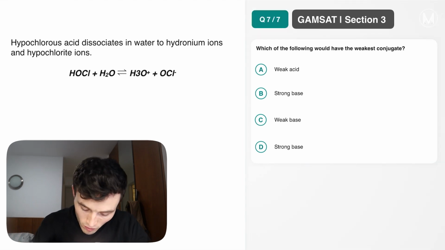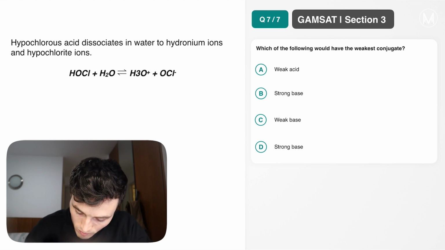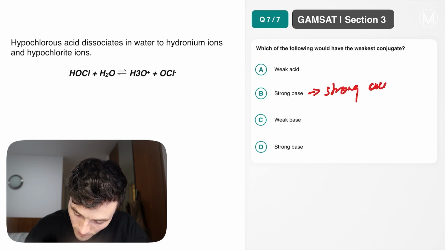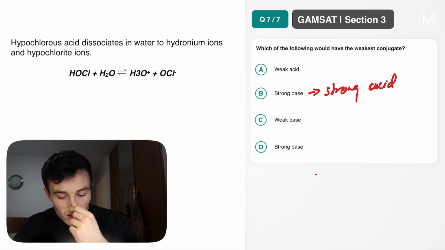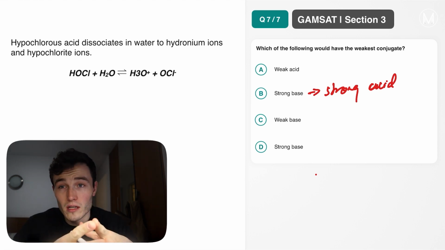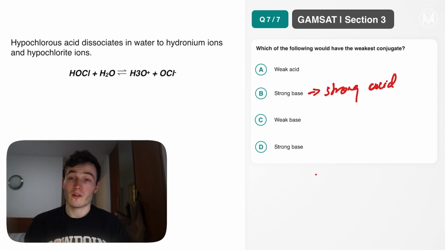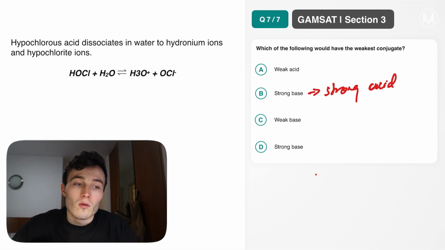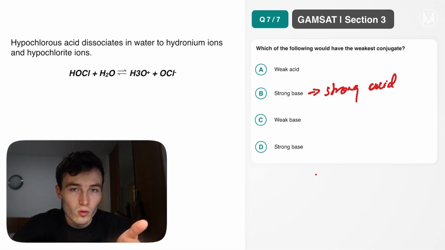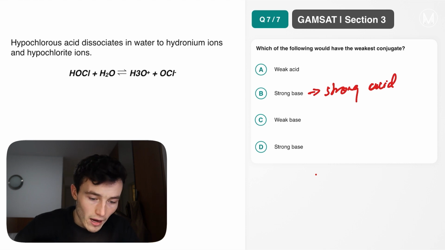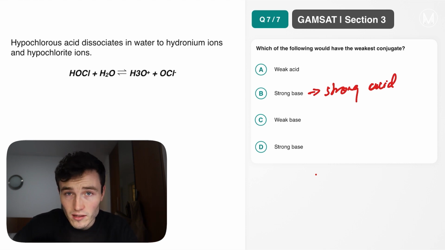Now, I should have pointed out before you tackle this question that this says strong base twice. So let's just assume that B would be a strong acid. Now, if we think about this question, which of the following would have the weakest conjugate? Well, interestingly, let's take an acid as an example. The stronger the acid, the weaker its conjugate base will be. And the reverse is true as well. The stronger the base, the weaker its conjugate acid is.